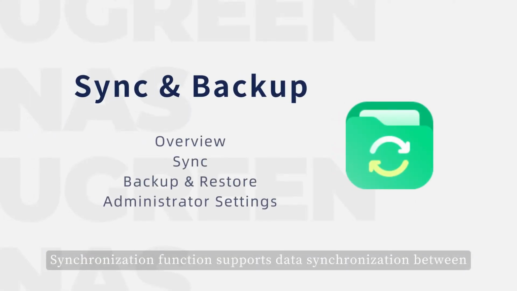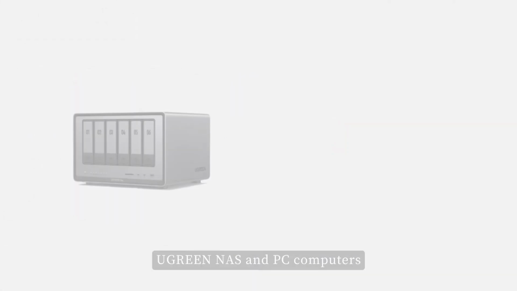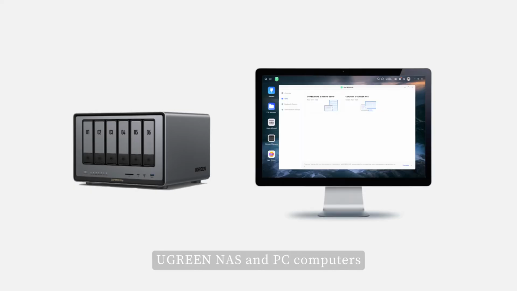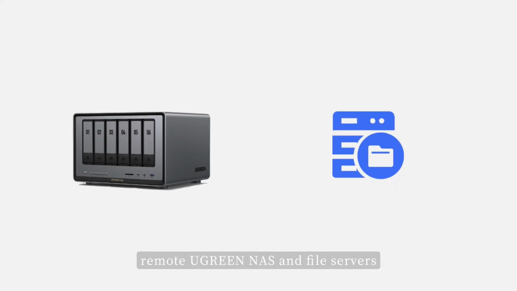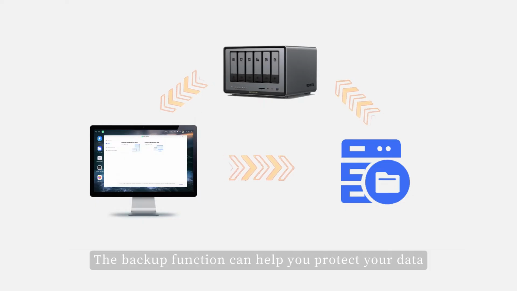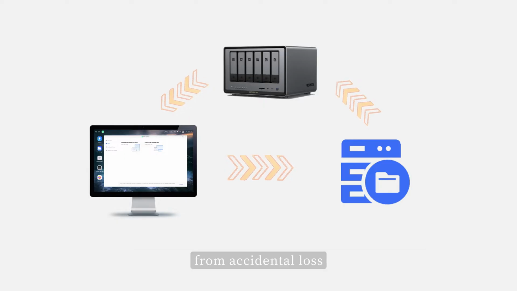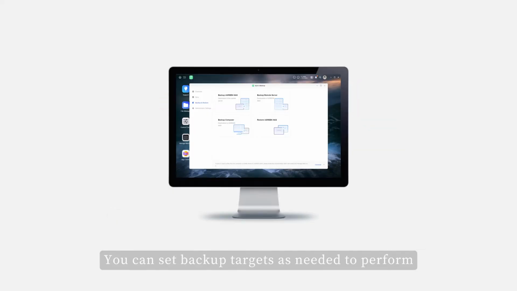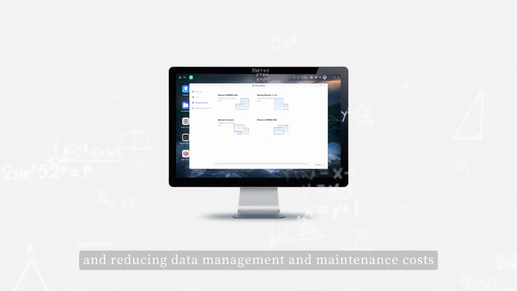Synchronization function supports data synchronization between UGREEN NAS and PC computers, remote UGREEN NAS and file servers, ensuring that data stays synchronized between different devices. The backup function can help you protect your data from accidental loss. You can set backup targets as needed to perform data synchronization and backups, which contribute to enhancing data security and reliability, improving work efficiency, and reducing data management and maintenance costs.